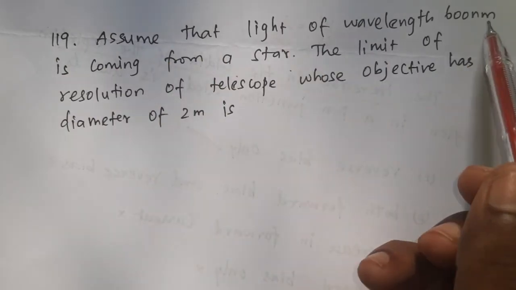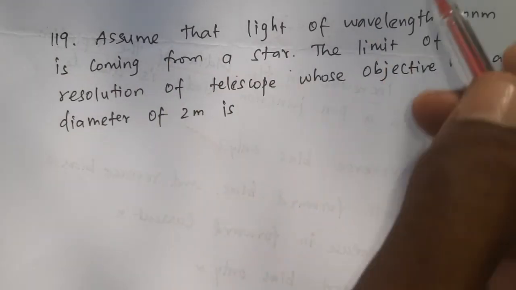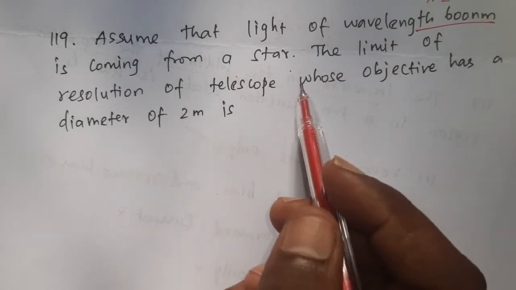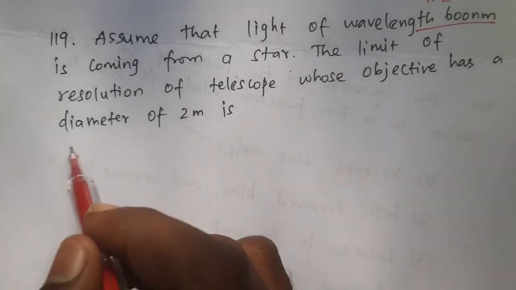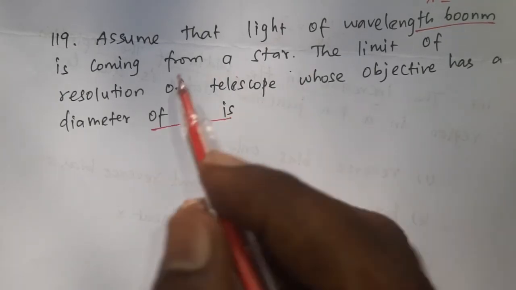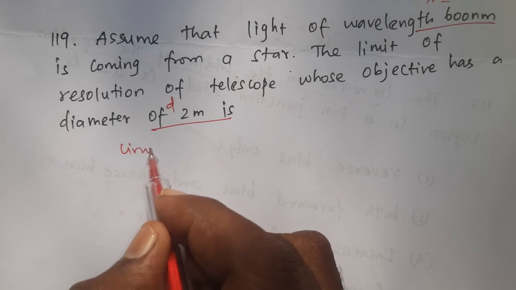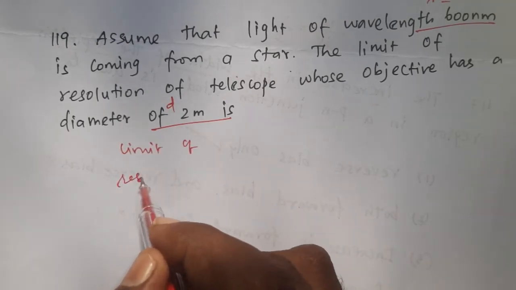Question number 119. Assume that light of wavelength 600 nanometer is coming from a star. This is the wavelength lambda. What is the limit of resolution of a telescope whose objective has a diameter of 2 meter? So the objective lens diameter is 2 meter, you can take it as small d. We have to find the limit of resolution of the telescope.